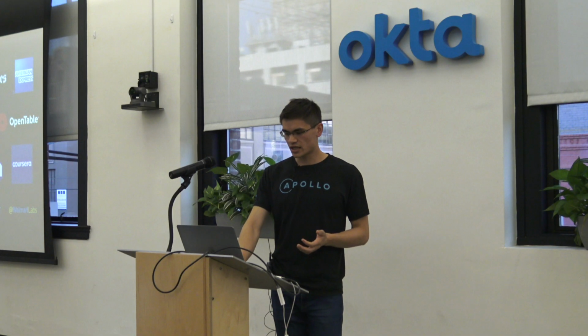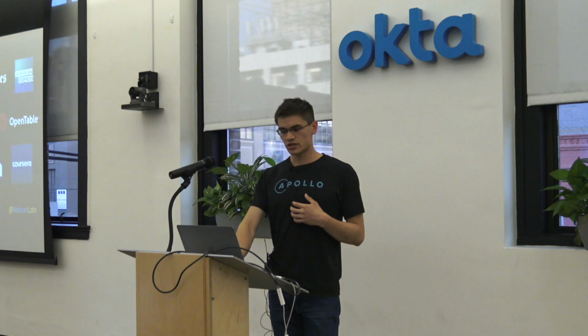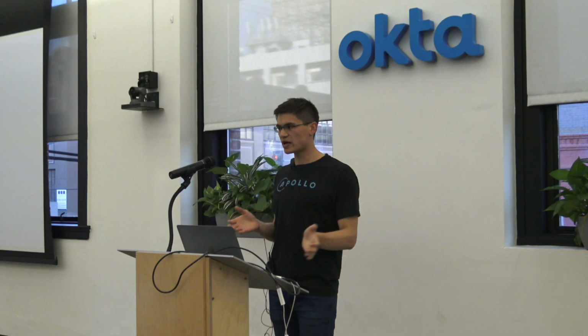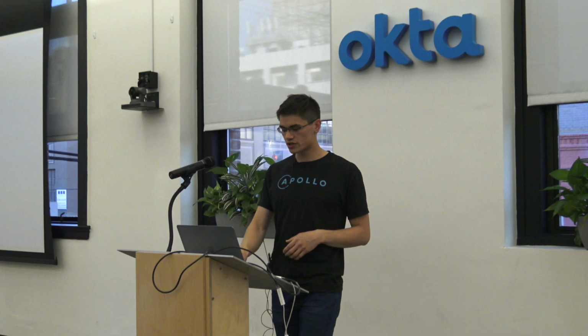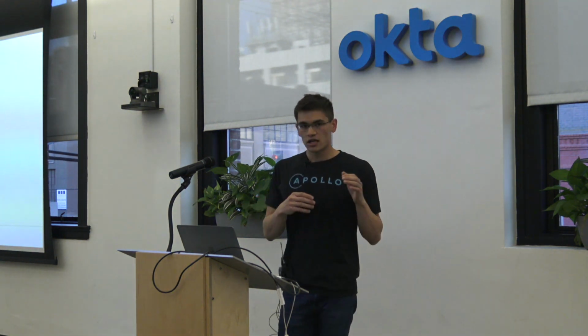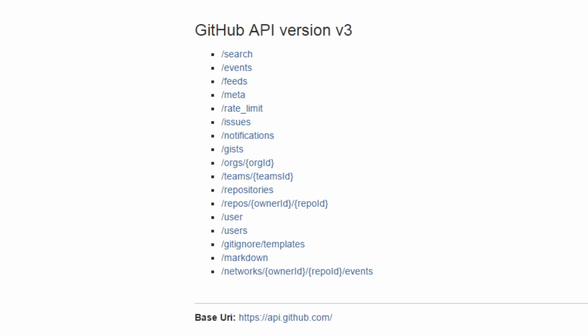And the real question that GraphQL answers is, what would an ideal API for apps look like? And for about the past 10 or so years, the answer has been REST. So what REST is, you split up your data into different URLs. So like this would be GitHub API/search, and that would give you a search function, or /events, and that would give you all the events. So that's the state of the art up until GraphQL hit the scene.